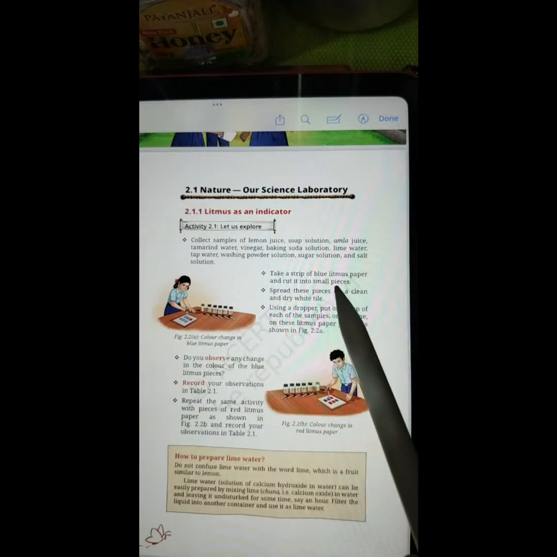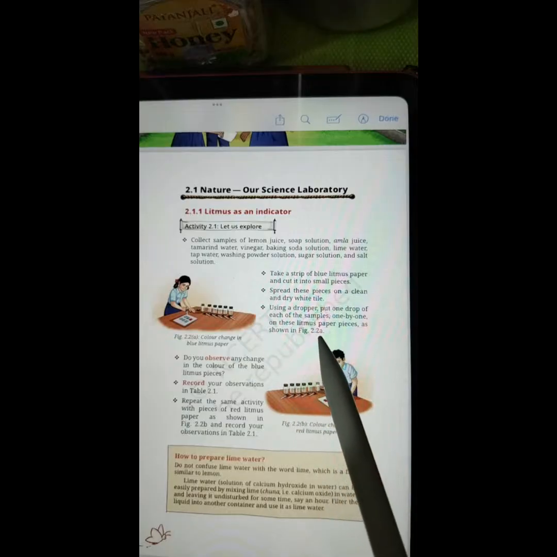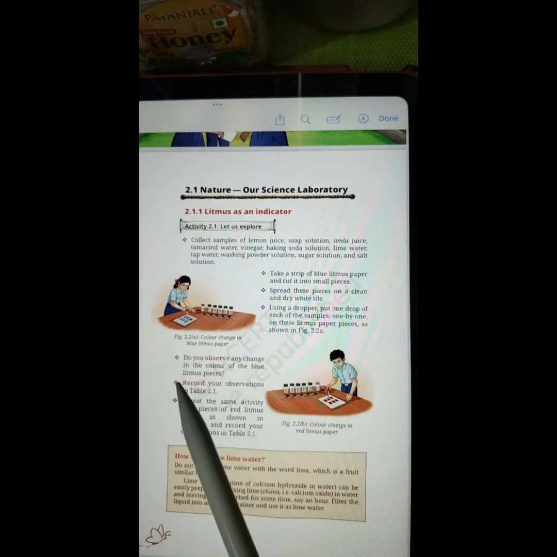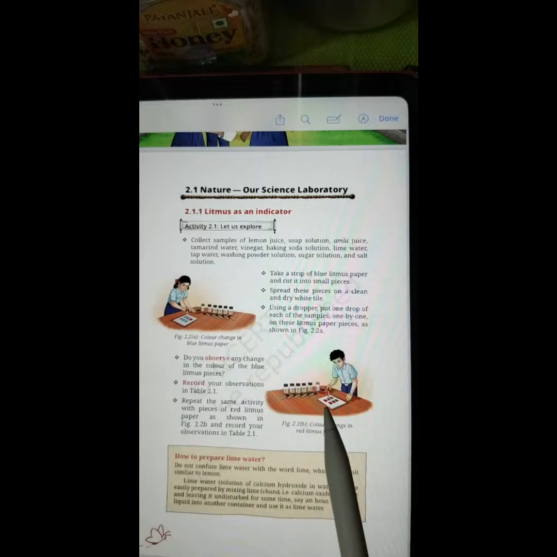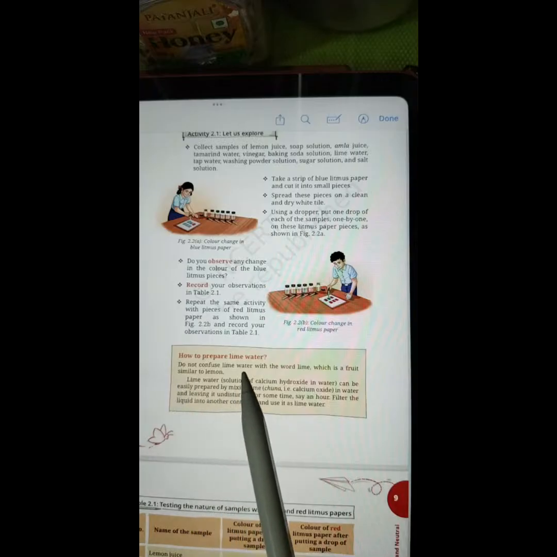Take a strip of blue litmus paper and cut it into small pieces. Spread these pieces on a clean and dry white tile using a dropper. Put one drop each of the samples one by one on these litmus paper pieces, as shown in figure 2.2a. Do you observe any change in the color of the blue litmus pieces? Record your observations in table 2.1. Repeat the same activity with pieces of red litmus paper, as shown in figure 2.2b, and record your observations in table 2.1. How do you prepare litmus paper?